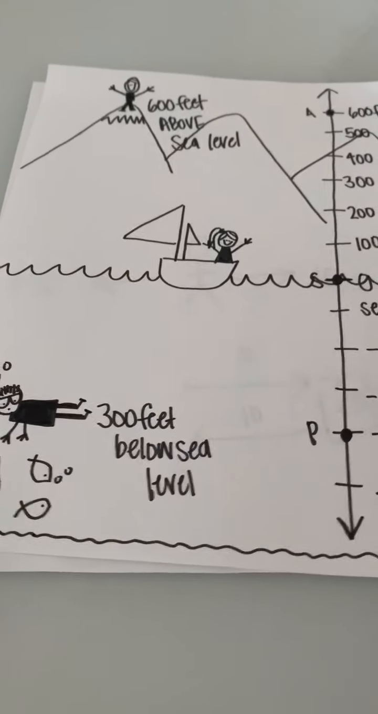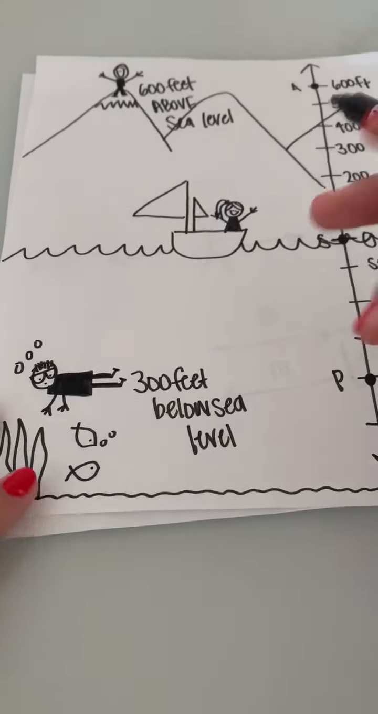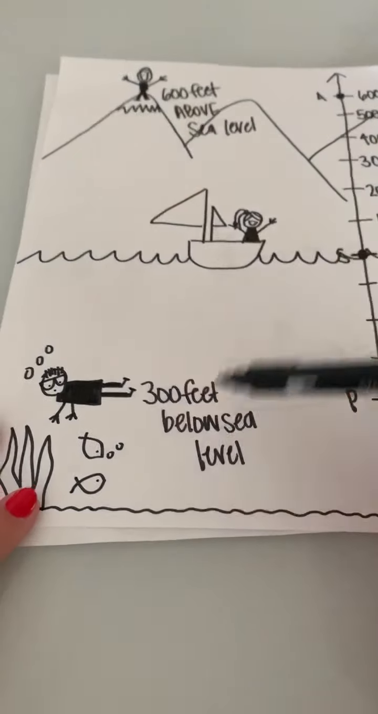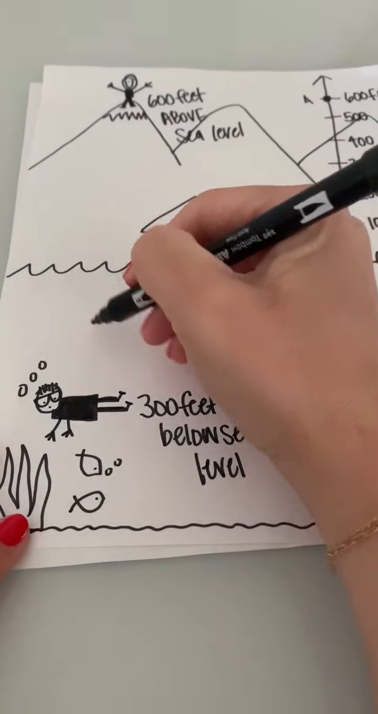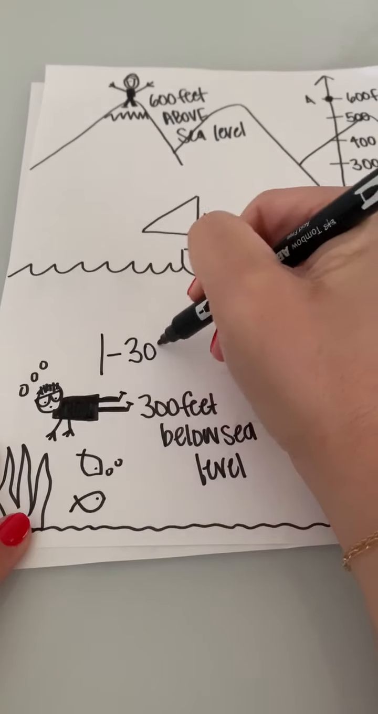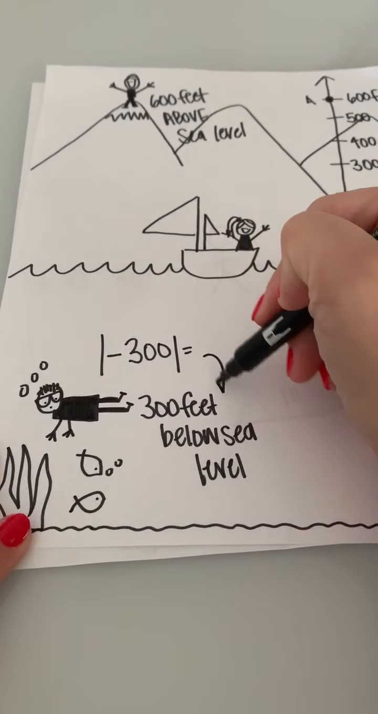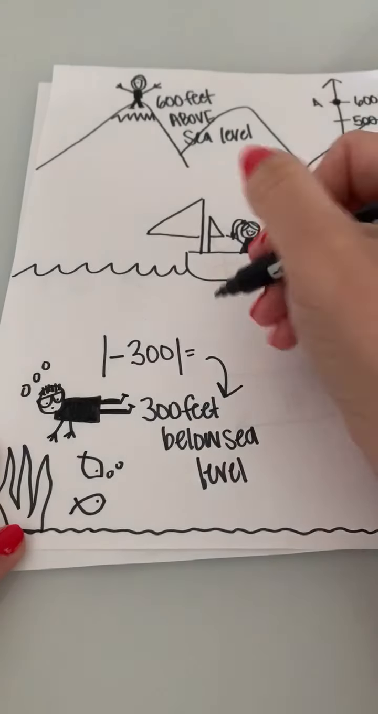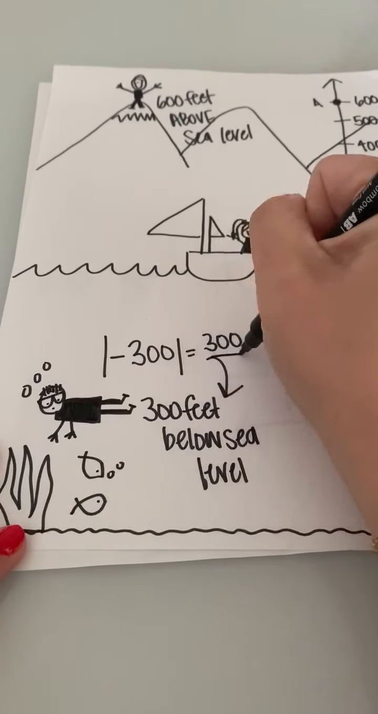But I just wanted to point out, when we're talking about absolute value, we wouldn't say that Philip is negative 300 feet below. The absolute value of negative 300 is 300 feet below sea level. He's 300 feet below.